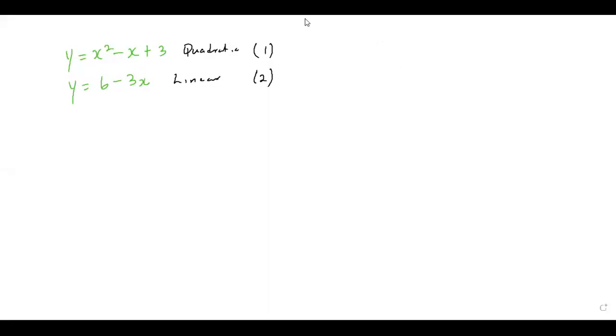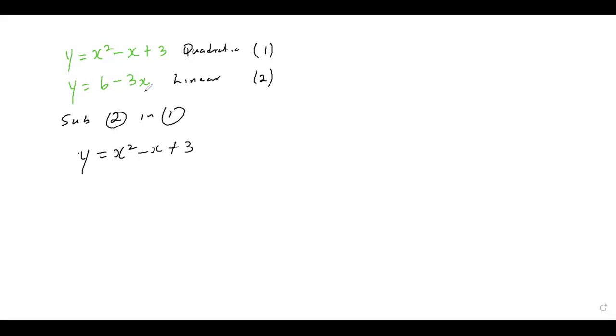So what I'm going to do here is substitute equation 2 in 1. Now in equation 2, we have y, so we're going to write the 1 here: y is equal to x squared minus x plus 3.